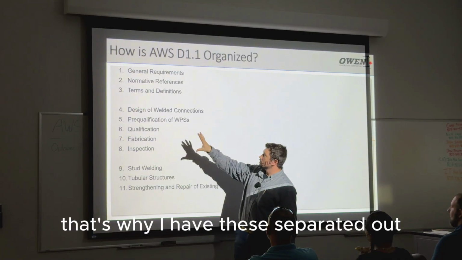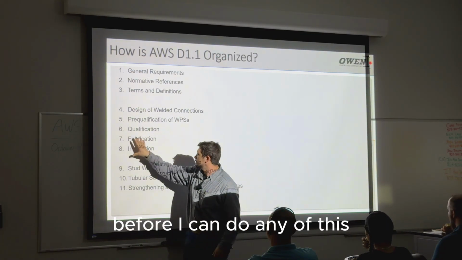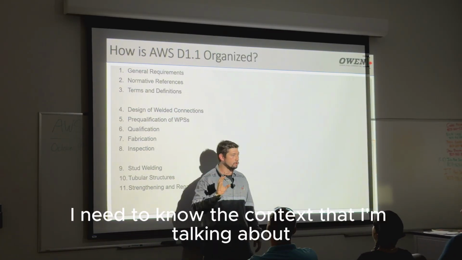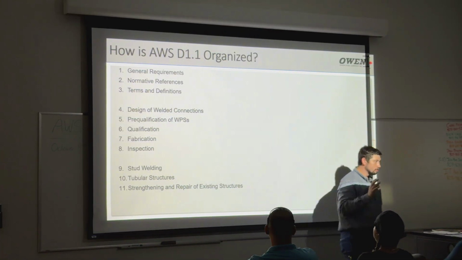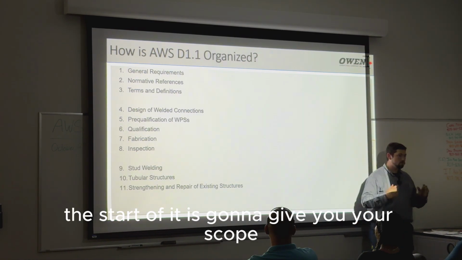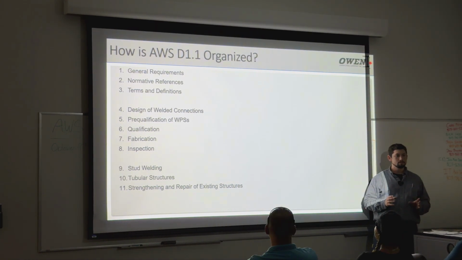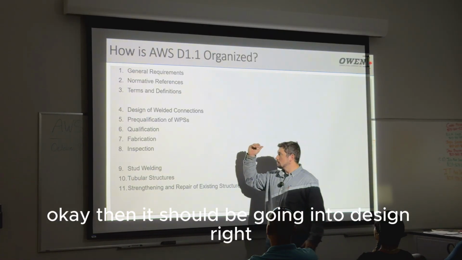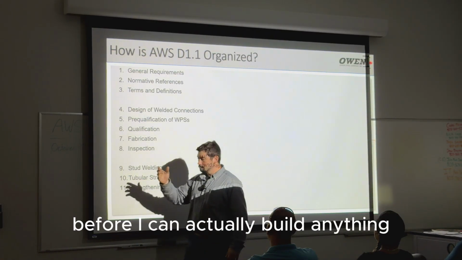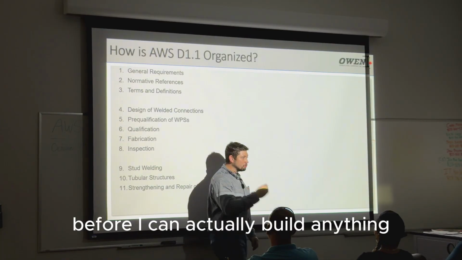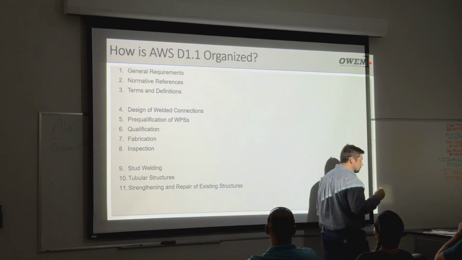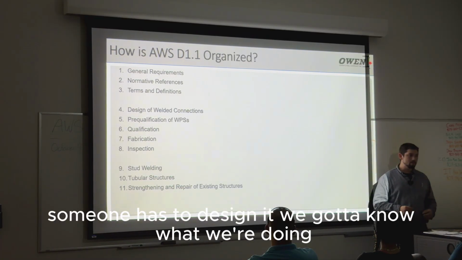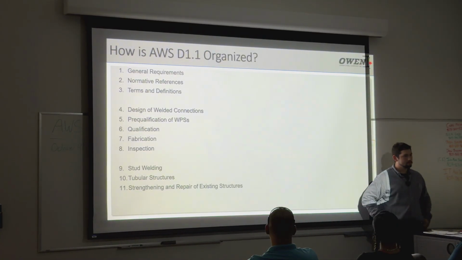That's why I have these separated out. Before I can do any of this, I need to know the context that I'm talking about. If you look at any code, the start of it is going to give you your scope and your general requirements, okay? Then it should be going into design, right? Before I can actually build anything, before I can start fabrication, someone has to design it. We got to know what we're doing, right?